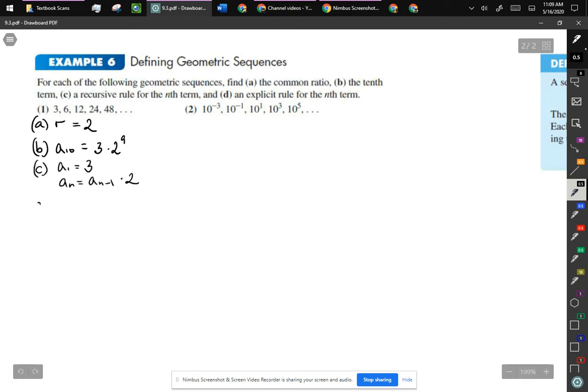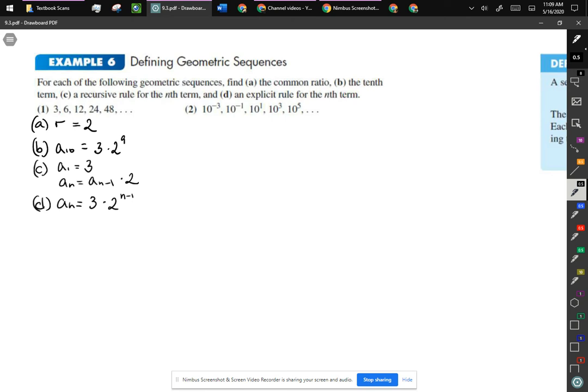If I want to write the explicit, then it would just be a sub n, and we know the starting number is 3, and I'm going to keep multiplying by 2 n minus 1 times. So it's 2 to the n minus 1.